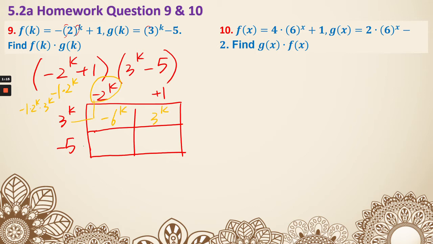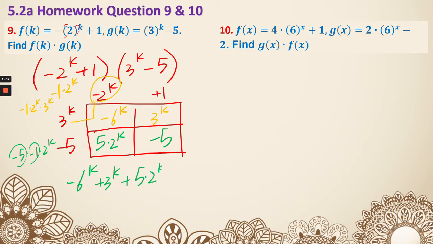Next, when I have the negative 5 times this, so now it's going to be a negative 5 times negative 1 times 2 to the k. These two become a positive 5, then it's times 2 to the k power. Negative 5 times the 1, that is negative 5. Now I just need to put everything together. So negative 6 to the k plus 3 to the k plus 5 times 2 to the k minus 5.